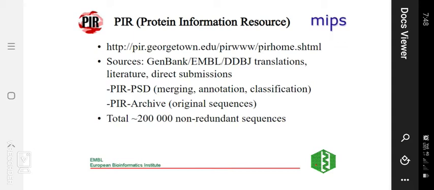I am asking the Part A question: what is meant by PIR? You write about and explain the Protein Information Resource, called PIR. The sources of PIR are GenBank, EMBL, DDBJ, translated literature, and direct submissions. PIR-PSD merges and annotates and classifies. PIR archived the original sequences, around 200,000, that is 2 lakh, non-redundant sequences in PIR.